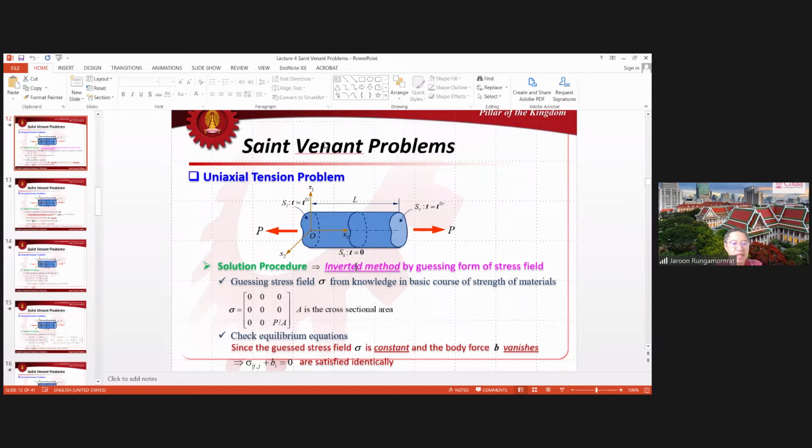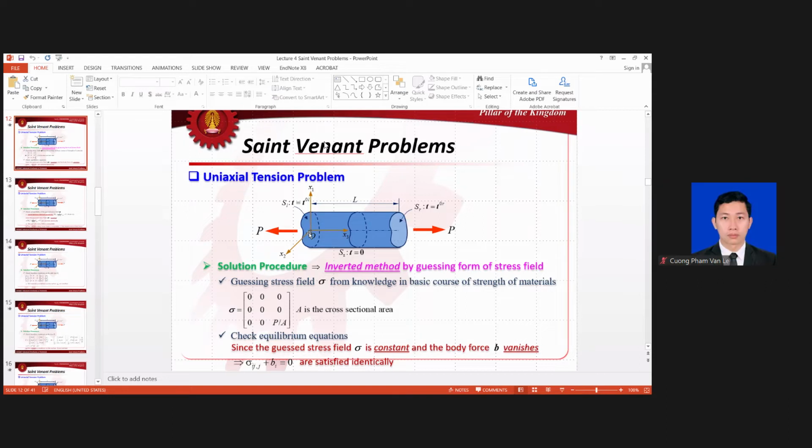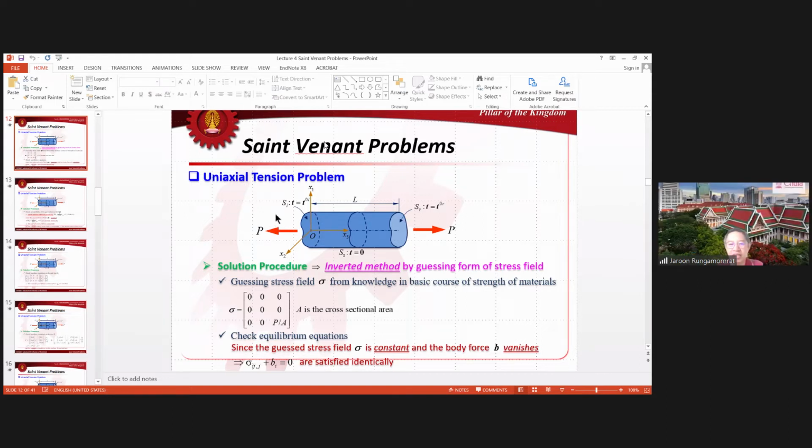Oh, okay. Last time I tried to solve a simple problem, a unique axial tension problem. The problem that we have is traction applied at both ends, and the tractions are special in the sense that the net force has only one component in the x3 direction, and there's no net moment for those particular tractions. To solve this problem, I start by guessing the form of the stress field.